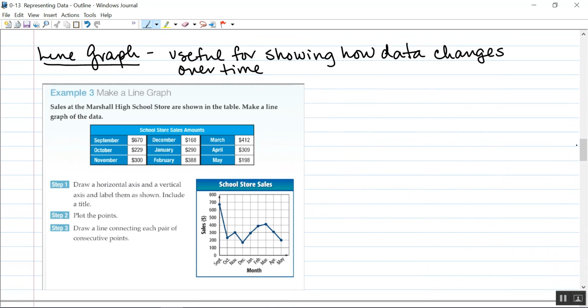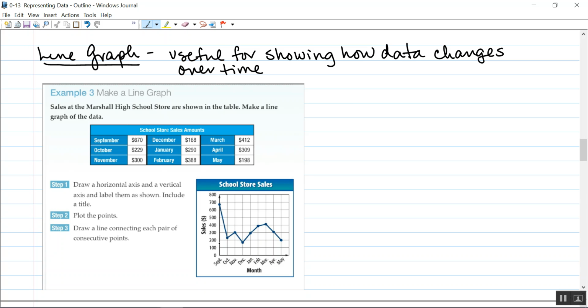A line graph is another sort of graph that's useful for showing how data changes over time. And here's an example from your textbook. So here are the sales at the Marshall High School school store. So in September, they sold $670 worth of merchandise, October $229, and so on.